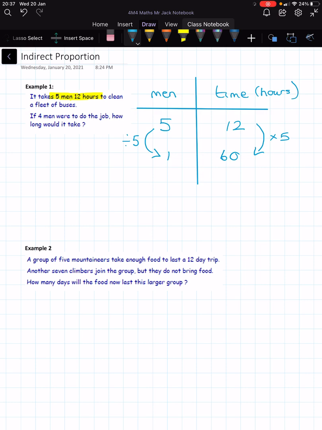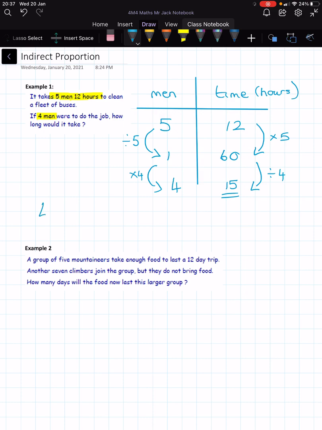Next question is, if 4 men, I hate that it says men, if 4 people were asked to do the job, how long would it take? So let's multiply that by 4. 1 times 4 is 4. Okay, if we multiply by 4 on this side, again, think logically. We're increasing the number of people, so we're going to reduce the time. Reduction implies division is happening. 60 divided by 4, I happen to know, is 15.